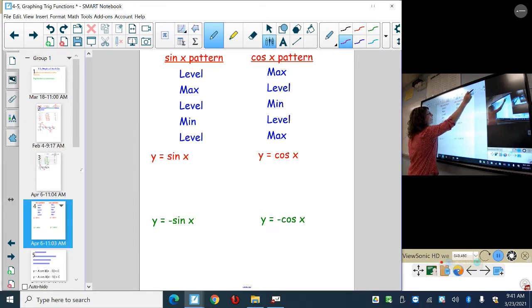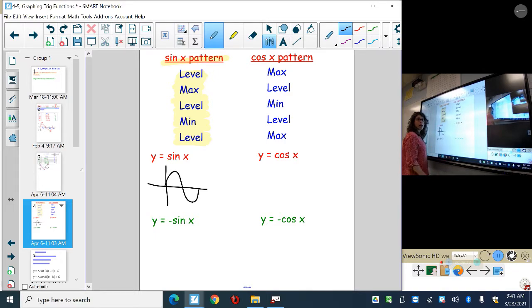So if I am looking at the sine value, I have a pattern: level, max, level, min, level. Okay, you will have one hump and you will have one valley. What do I mean by that? You will see that. However, if I have a negative sign, well, now I've swapped it. Instead of having level, max, level, min, level, I now have level, minimum, level, maximum, level. Okay? Super important that you understand what this negative does. That negative flips the pattern and changes your max and your mins. It does not change your levels.